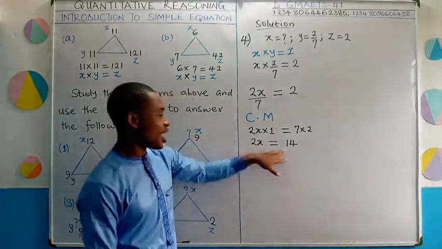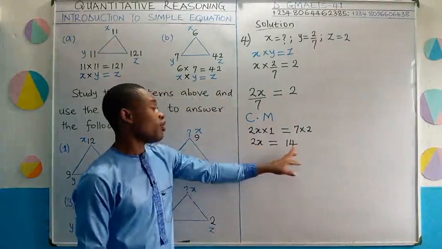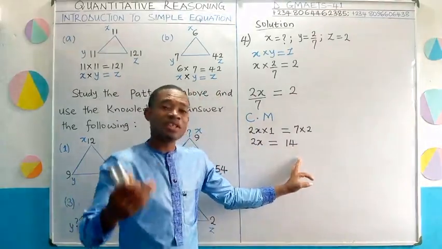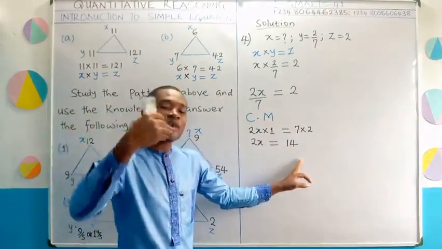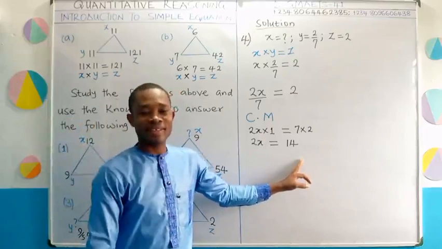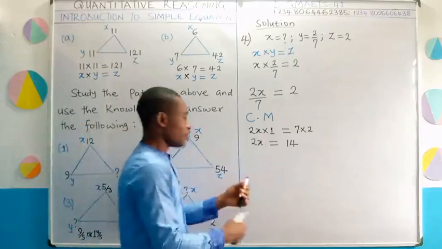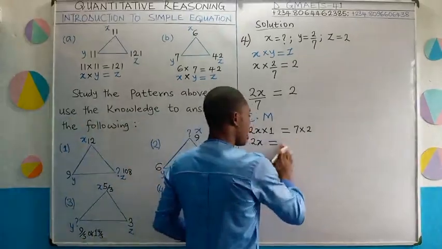Like in this case, I am meant to divide both sides by 2. 14 divided by 2. Well, 14 is not that big. But suppose you have a bigger number, would you go multiplying that? So please, I will leave this as 7 times 2.